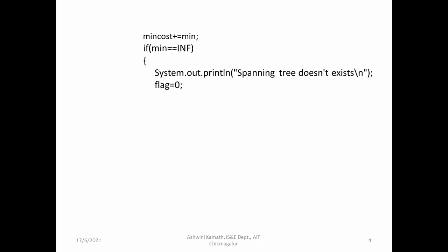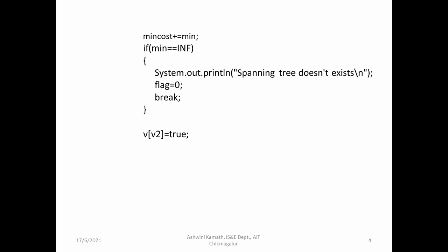Flag is equal to 0, then call break. Initially we have taken flag is equal to 1, right? That means spanning tree exists. If flag is equal to 1 means spanning tree exists. So if the spanning tree doesn't exist for any particular graph, then flag will be made 0. Then we are calling break, so it will come out of the while loop.